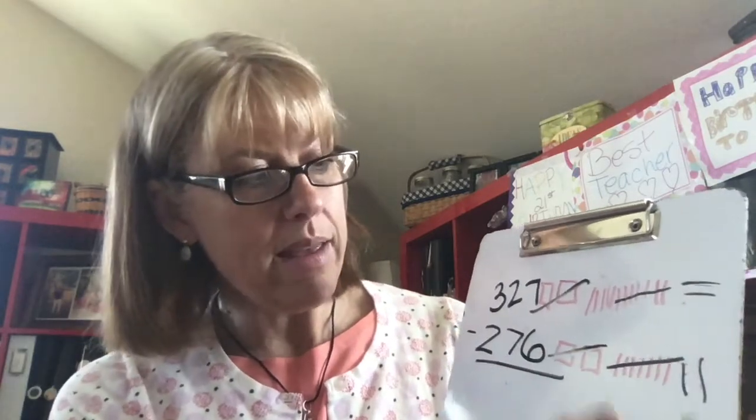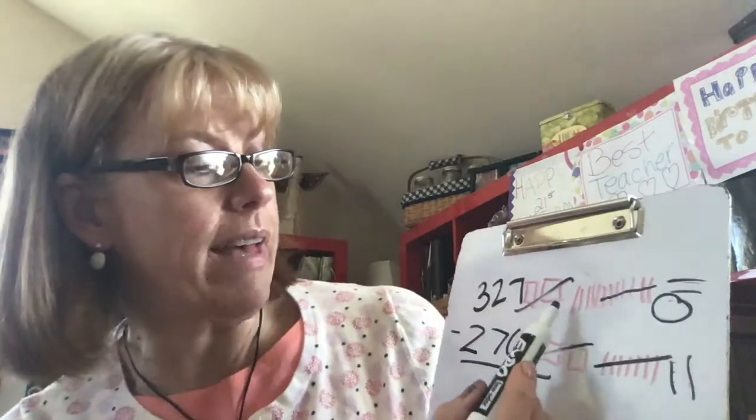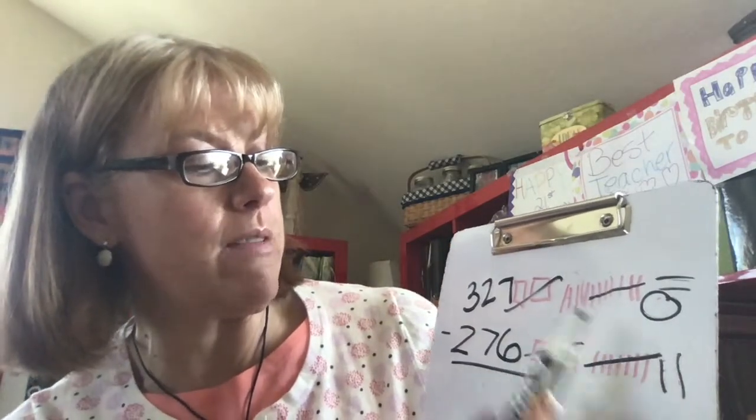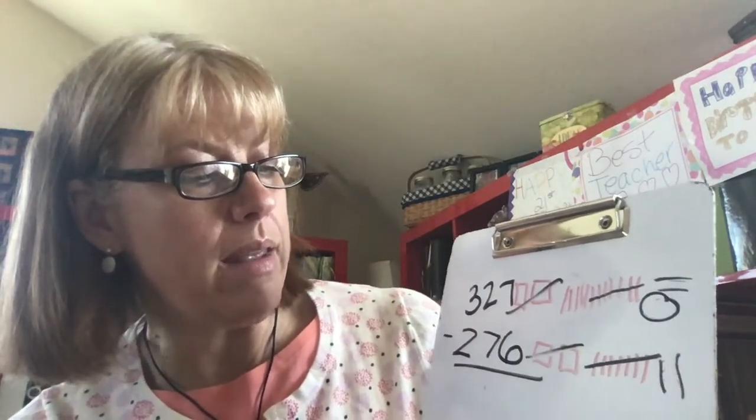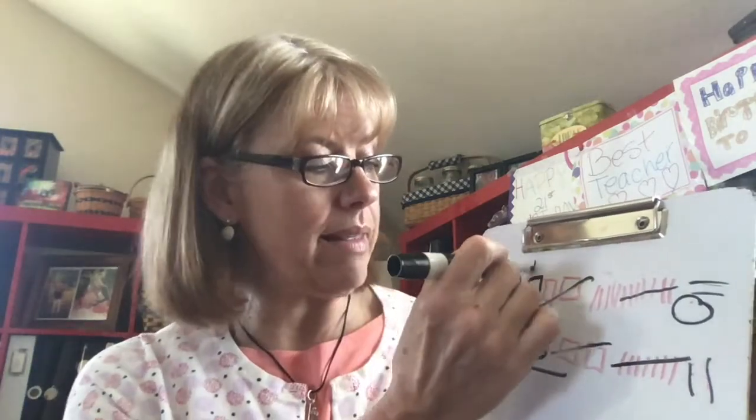So I have 1 left in my ones spot, right? And then how many tens do I have left? 10, 20, 30, 40, 50, 51. So there are 51 more girls than there are boys. Let's try it this way and see how we do.